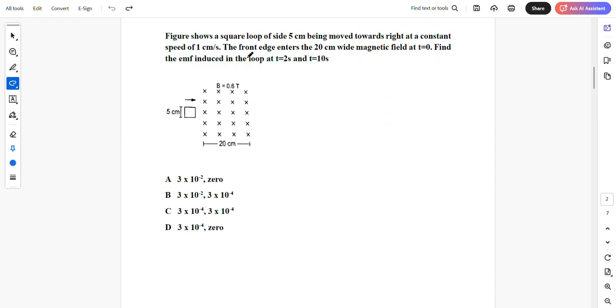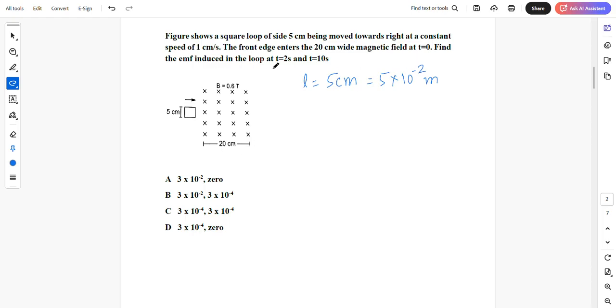What it is saying: the figure shows a square loop of side 5 centimeter, being moved towards right at a constant speed. The length is 5 centimeter, that is 5 into 10 to the minus 2 meter, the length of the square side. The front edge enters the 20 centimeter wide magnetic field at t is equal to 0.